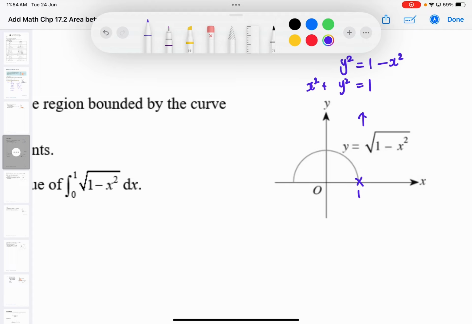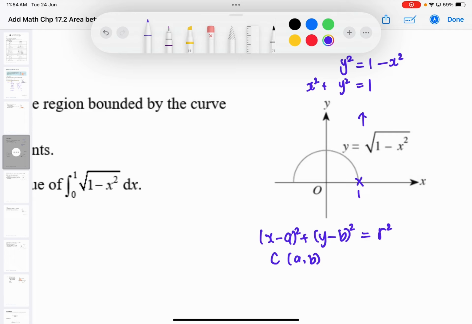Does this look familiar to you all? Where did we learn this from? Equations of circles, right? Remember this one? (x minus a) squared plus (y minus b) squared equals r squared, where a and b are your center, and r is your radius. So if I rearrange this equation into the equation of a circle form, I can see that the center of the circle is at the origin, O, and the radius is 1.